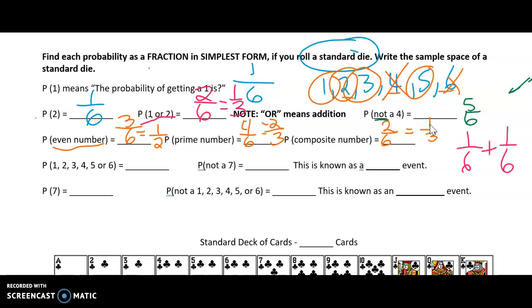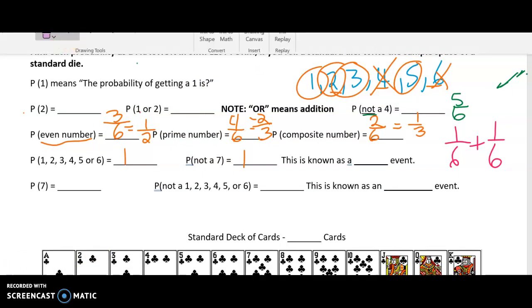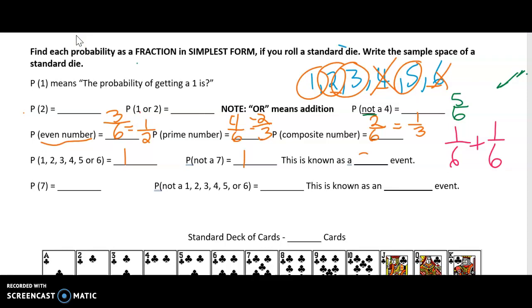1, 2, 3, 4, 5, or 6. That's all of them, so it's 1. Not a 7. All of them are not 7s, so that is 1. This is known as a... when something happens and it's going to happen all the time, that is called a certain event.